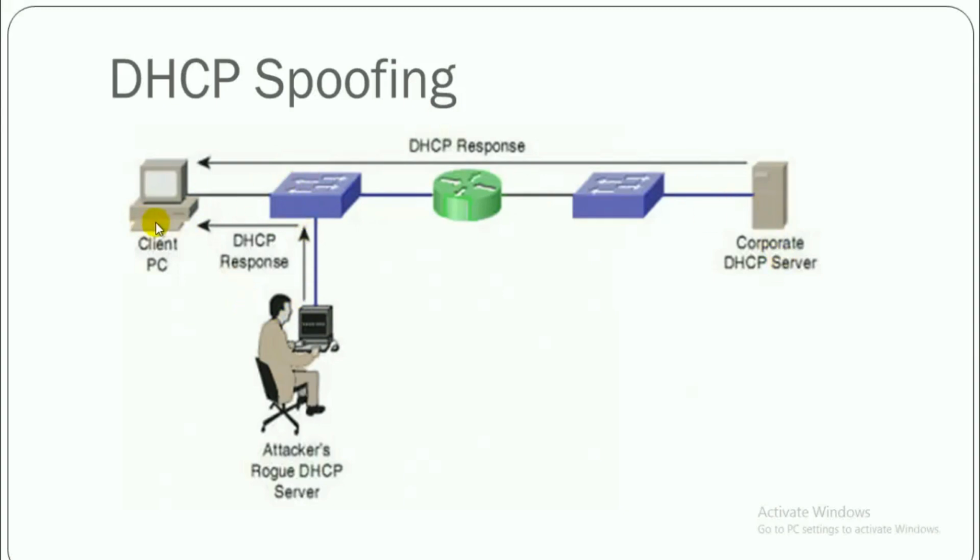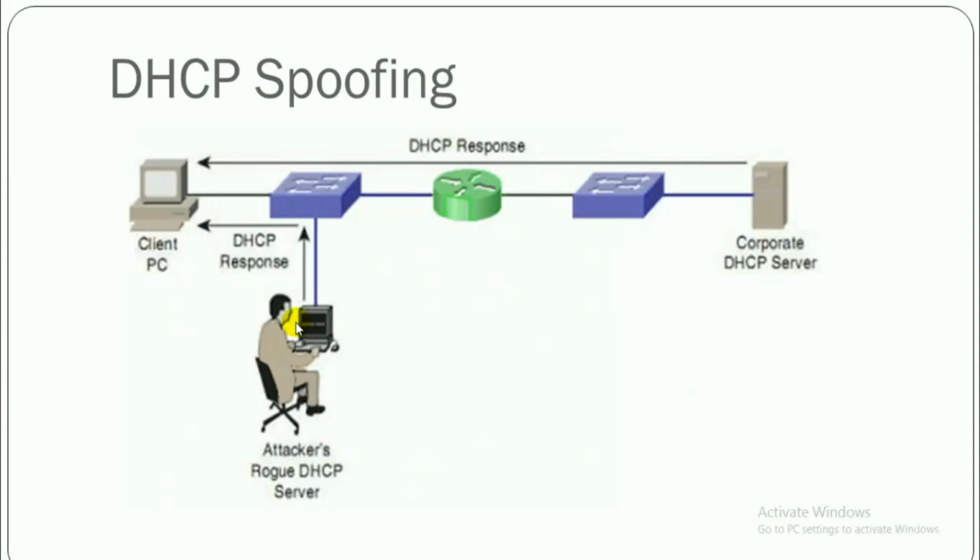As soon as the first response reaches the client, even if the corporate server's response comes back later, the client will discard it because it has already received a DHCP response. Later on, even if it tries to connect to the original corporate server again, it will not be able to, because the attacker has already poisoned its cache memory, and no matter which one it tries to connect to, it will always connect to the rogue attacker's DHCP server.